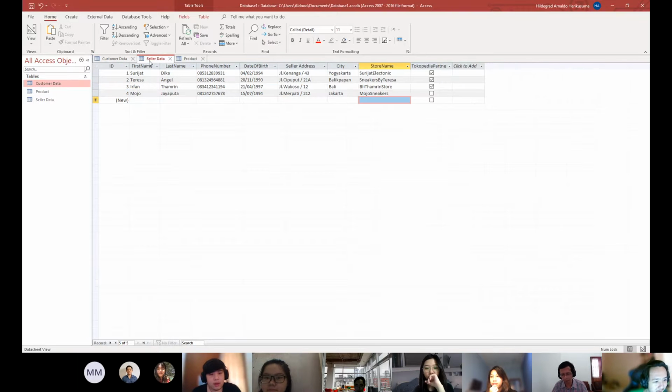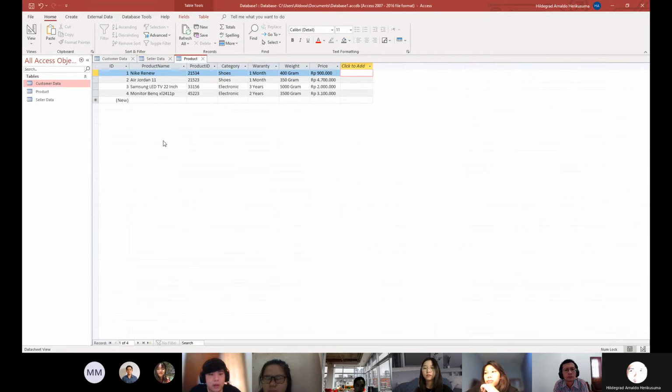No worries. So continue. On seller data, we have first name, last name, phone number, date of birth, seller address, city, and store name. And the last thing is Tokopedia partner. It's like verified from Tokopedia, so the store will have product discounts, like a privilege. That's all. And the last thing is about product. The product consists of product name, product ID, category, warranty, weight, and price.